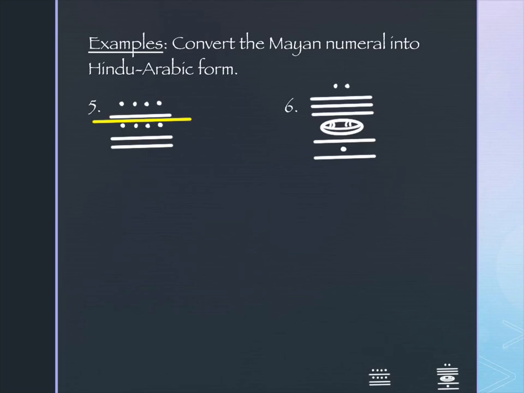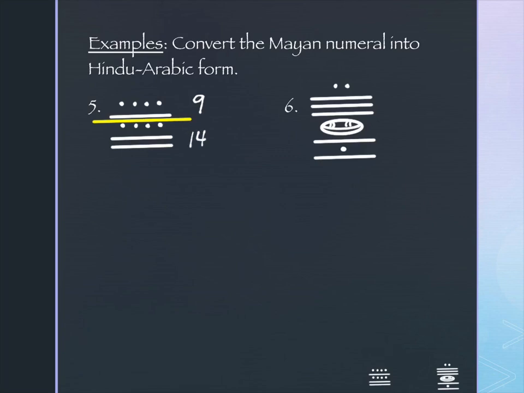Looking at the dots and the bars above my yellow line, what number is represented by a bar and 4 dots? 7. Nope, 9. So we would have 5 plus 4. The line's 5, and the dots are each 1, so that's 9. How about below? I have 2 lines and 4 dots. 14. That's 14.